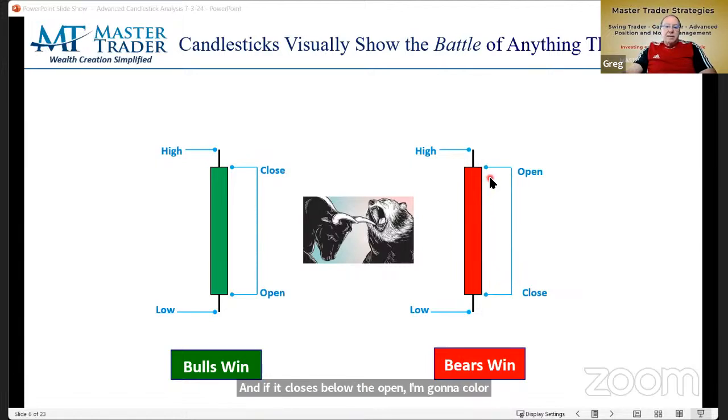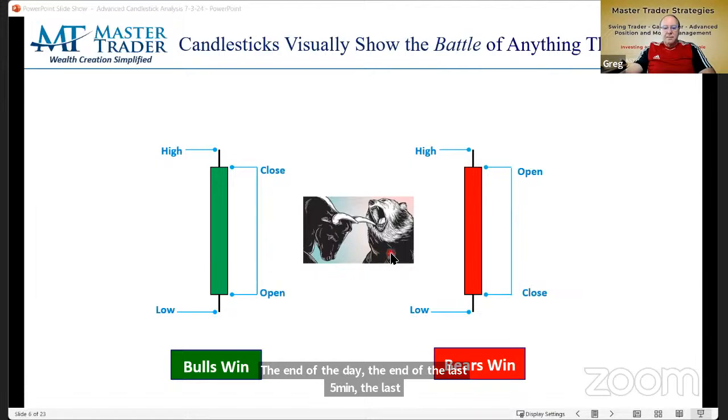And if it closes below the open, I'm going to color it red. Now, what I'm interested in is how big is that body? How big is that tail? Are there no tails? Right? So is it that decisive that it closed on the low of the day, which would communicate to us that sellers just kept hitting the bid right into the end of that time period, the end of the day, the end of the last 5 minutes, the last 30 minutes, whatever the time frame is that you're using.